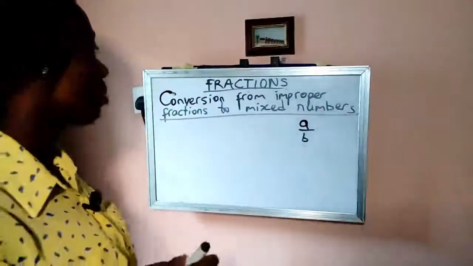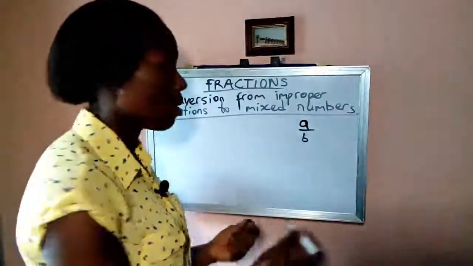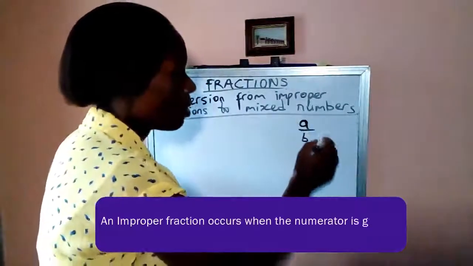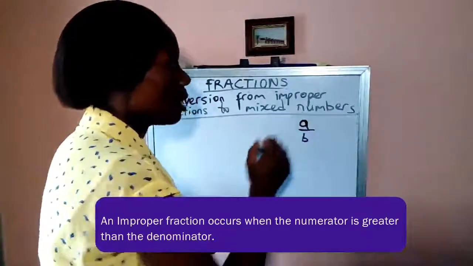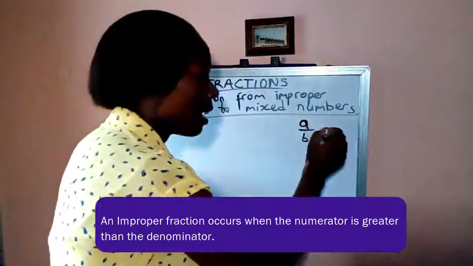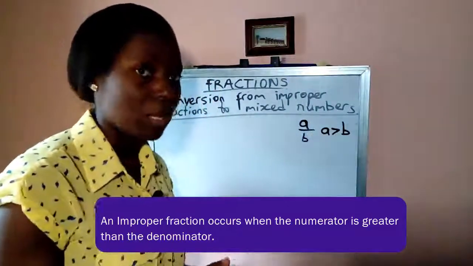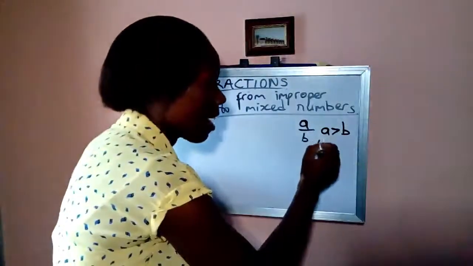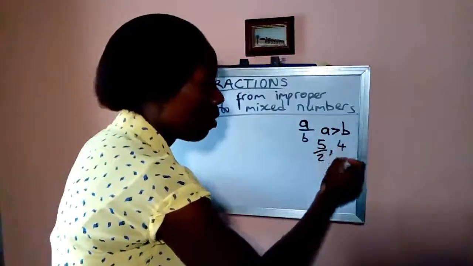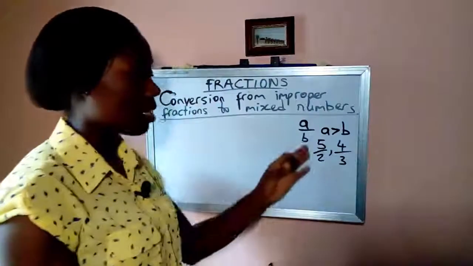Now, from what we're seeing, conversion from improper fractions to mixed numbers. Remember, I told you that improper fractions are fractions where you have something like a over b, where our a, which is our numerator, is greater than our b, which is our denominator. For example, we can have 5 over 2, 4 over 3. This is an improper fraction.